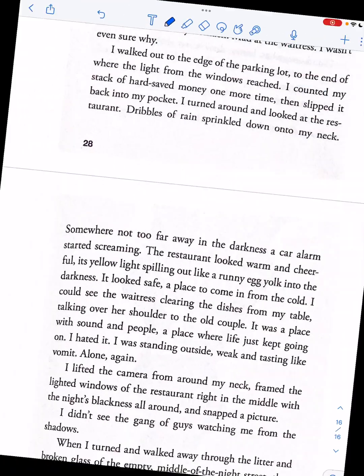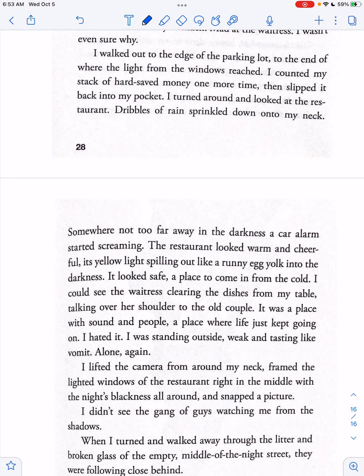That is good figurative language as well. For sound.